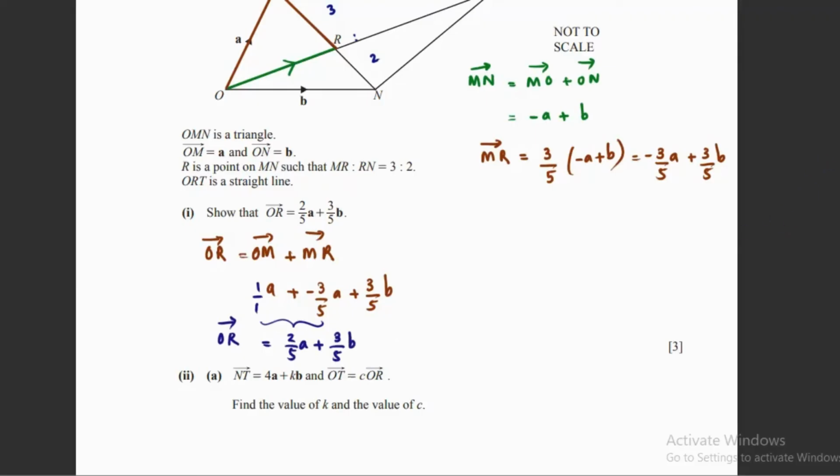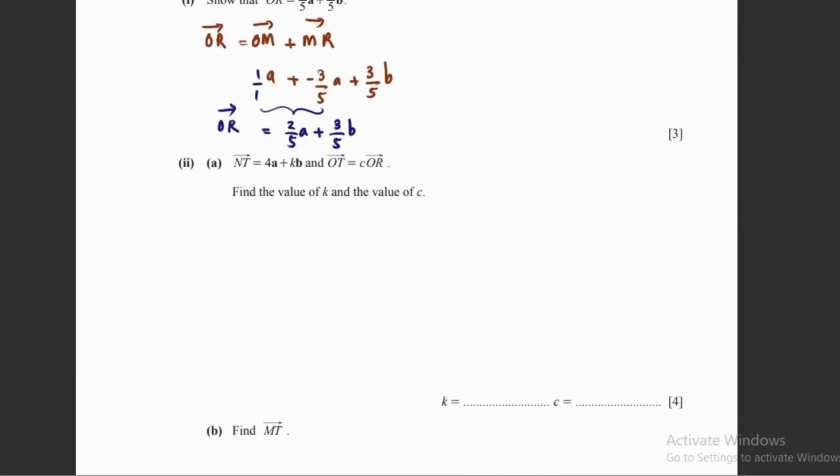Let's move on to the next question that we have. So question 2a. In this question, N to T is given to us as 4A plus kB, and O to T is given to us as c times O to R. So in the question, we need to find what this k and c is. Now, we already know what O to R is. Now, we need to find what O to T is. So O to R is this 2/5 A plus 3/5 B that we found here.